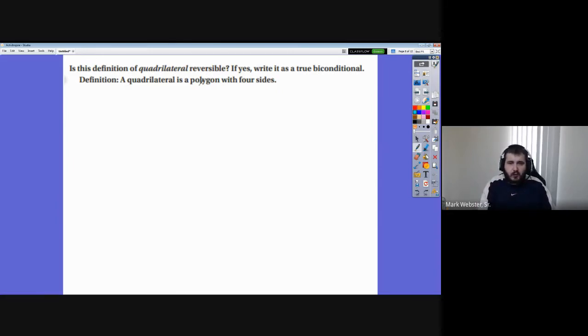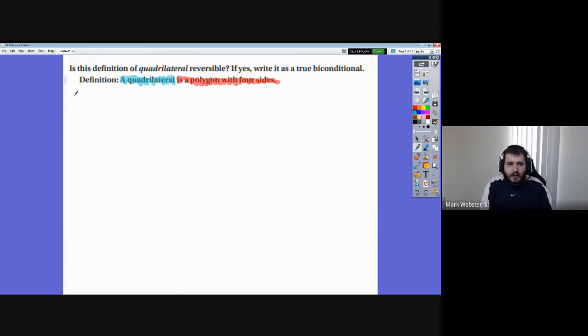So look, here is what we have. A quadrilateral is a polygon with 4 sides. Okay, well, the way that it's written, it's difficult to work with. Why don't we do like we did last time? Separate it out into the subject and the predicate.